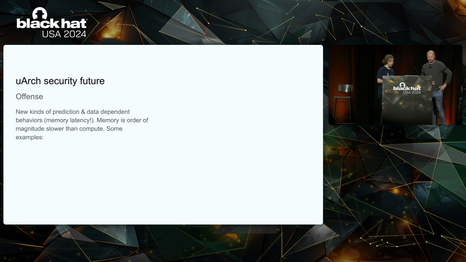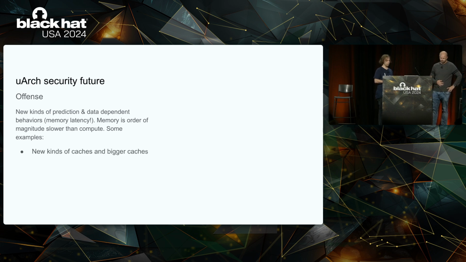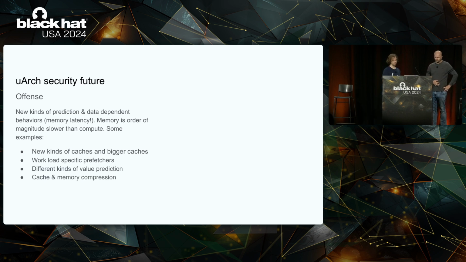On the offensive side, we will see new kinds of predictors, new data forwarding mechanisms, maybe even new speculative behaviors. The problem that we are facing there is that memory is still very, very slow, and we need to speed this up, and we have caches for that reason, we have prefetchers for that reason, value prediction. All of these potentially lead to problems, side channels. But we need them to ramp up the performance and the efficiency of our systems.